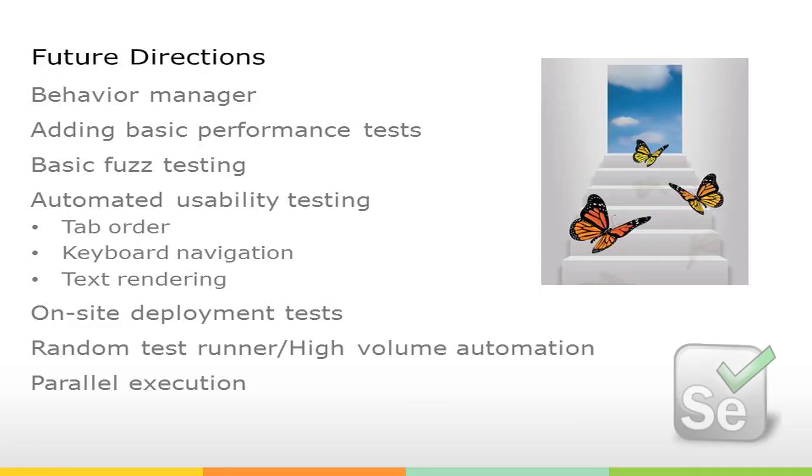Random test runner stuff, and finally parallel execution. Some of the Selenium 2 grid stuff looked good, using continuous integration jobs. Pulling in some of that is something that we definitely want to do, but haven't had a chance to.